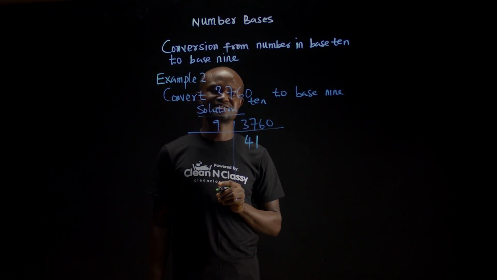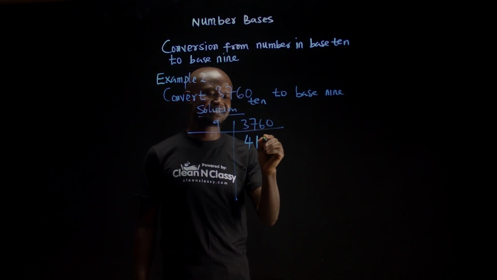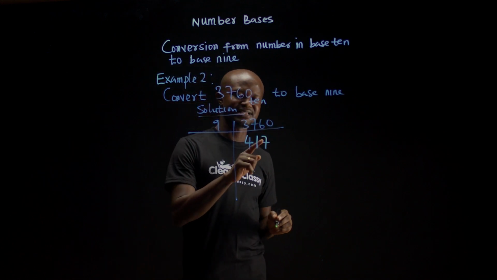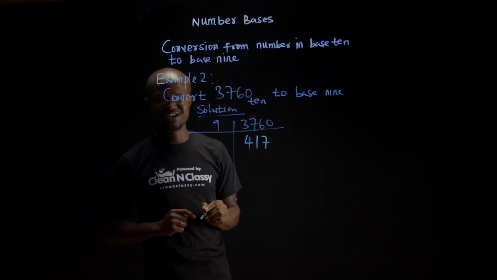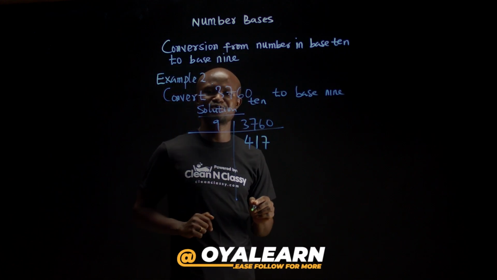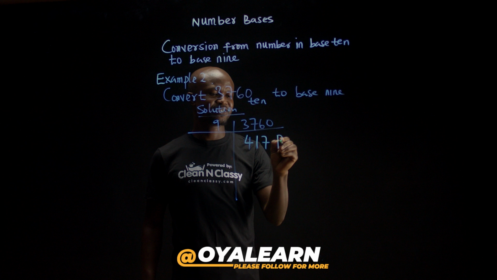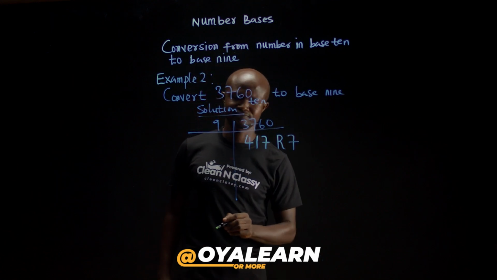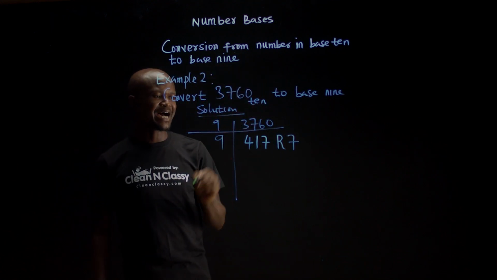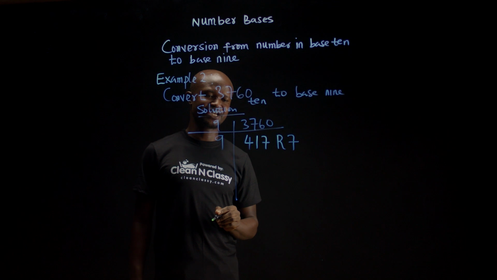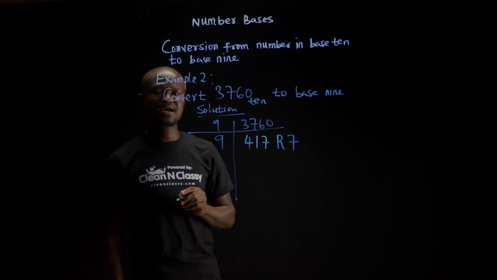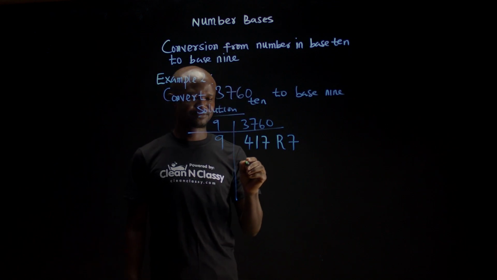We have 70. 70 divided by 9. 7. 7 times 9, 63. Take away from the 70. You have what? Remainder 7 also. Now dividing by 9 again. 41 divided by 9. What do we have? 4.